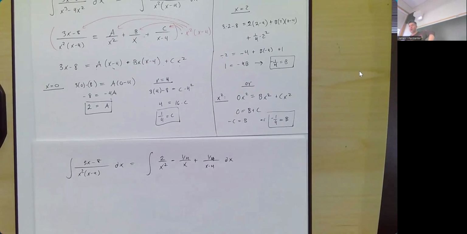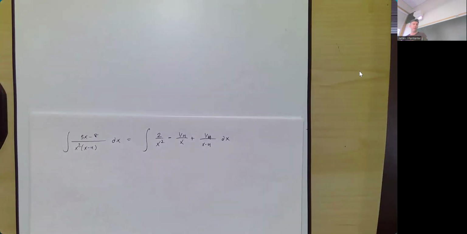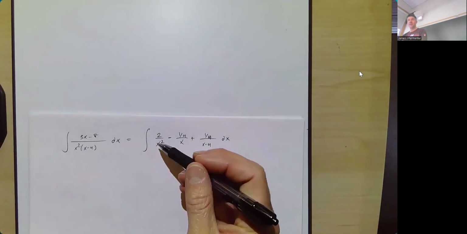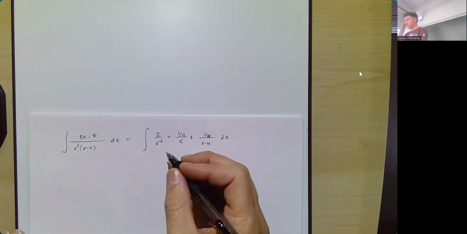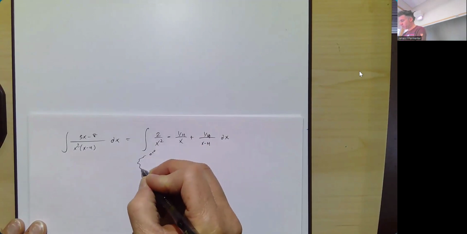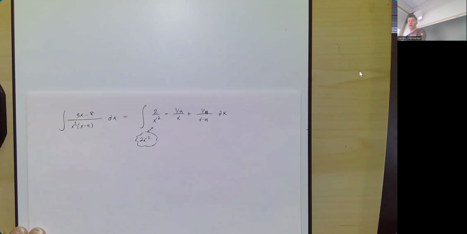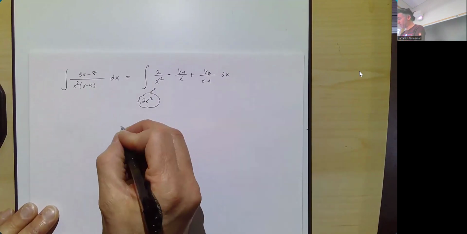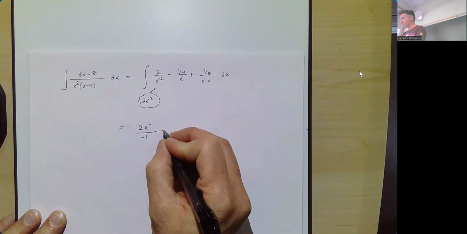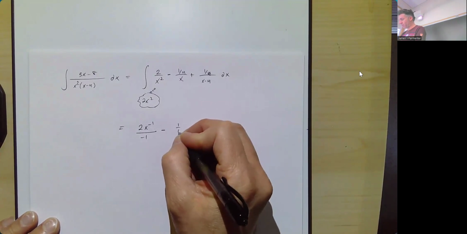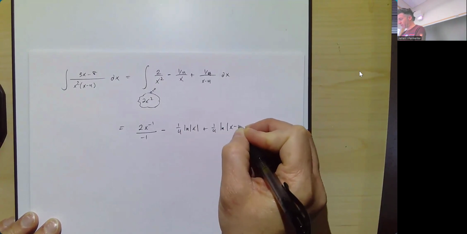Now be careful. We've gotten into the habit of seeing most of these being logarithms when you integrate them. That's not going to be true for this first piece. The integral of 2 over x squared is not 2 times the natural log of x squared. You should be thinking of this part here as 2x to the negative 2. And when you integrate it, you're just going to use the reverse power rule. So you're going to end up getting 2x to the negative 1 divided by negative 1 minus the rest of these will be logarithms. 1/4 natural log of the absolute value of x plus 1/4 natural log of the absolute value of x minus 4.